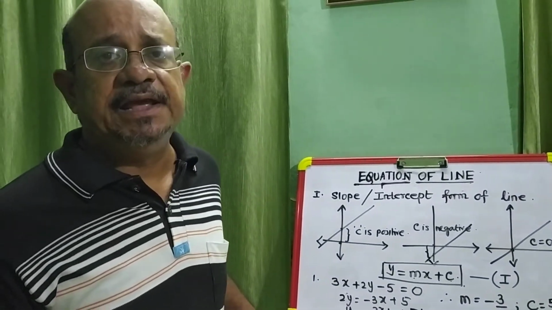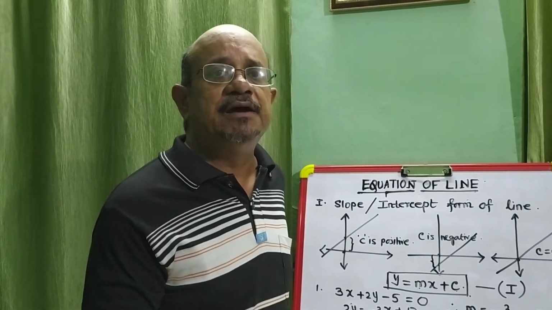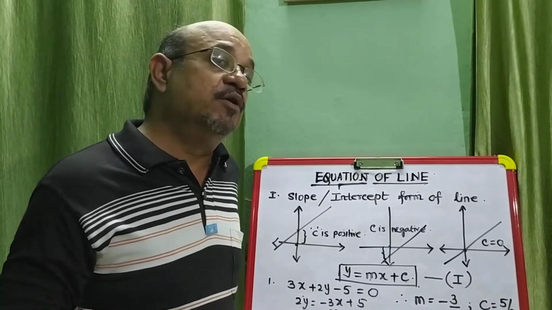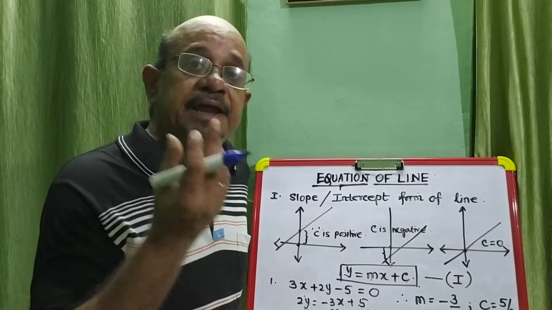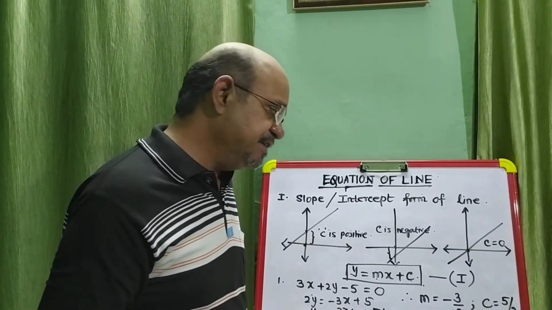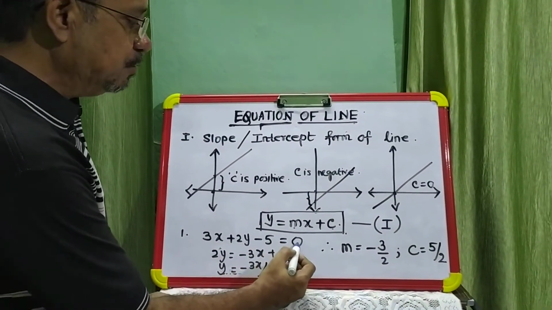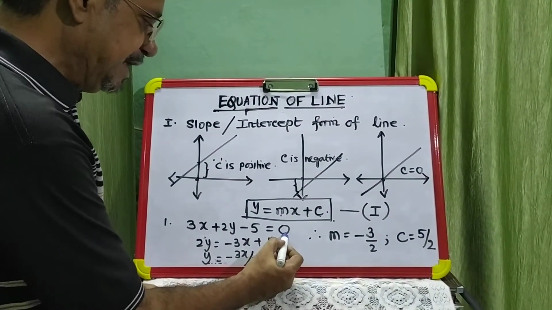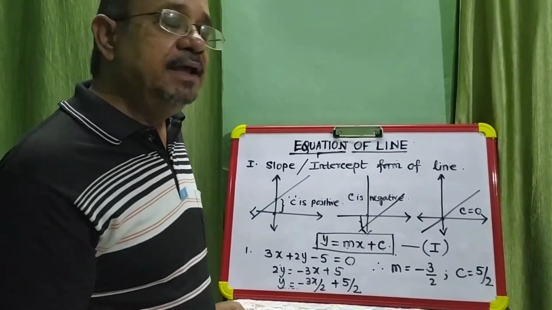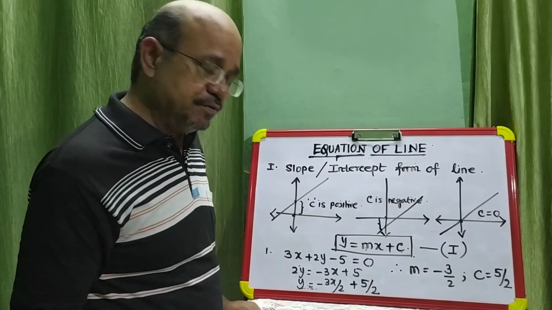Any equation of line can be converted into this format, and when you do so, you get an idea about the slope of the line and the y-intercept of the line. This is also a method to get the slope of the line when equation of line is given to you. Take an example. Suppose 3x plus 2y minus 5 equal to 0 is the given equation of a line. Now I want to convert it into y is equal to mx plus c format in order to know what is the slope of the line and what is the y-intercept of the line.